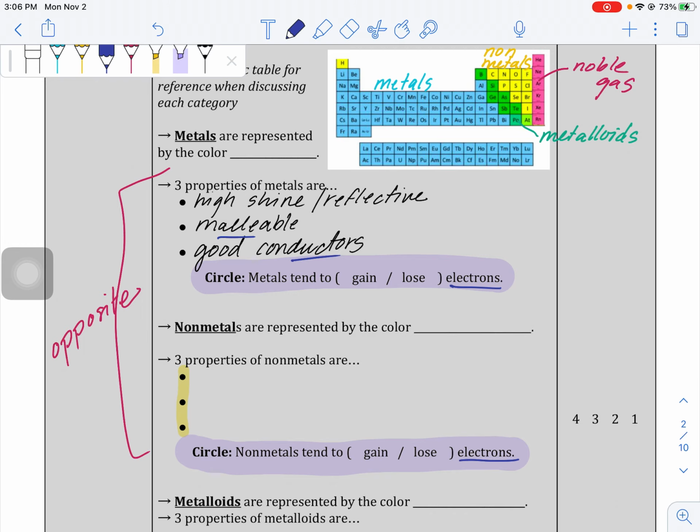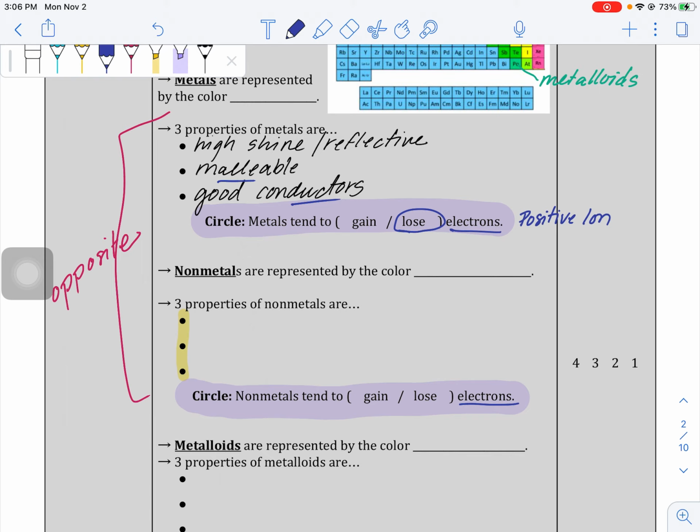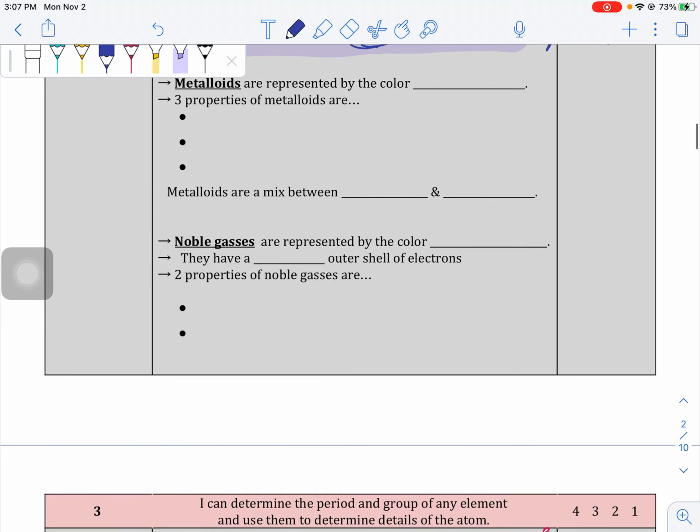Metals, being mostly in the smaller groups, like to lose electrons. And when they lose electrons, they end up becoming a positively charged particle, or an ion, which we'll be talking about next week. Nonmetals then, being in the higher groups, like to gain electrons, meaning they're getting more negative particles, becoming a negative ion. So we're going to start to see that terminology used very soon.